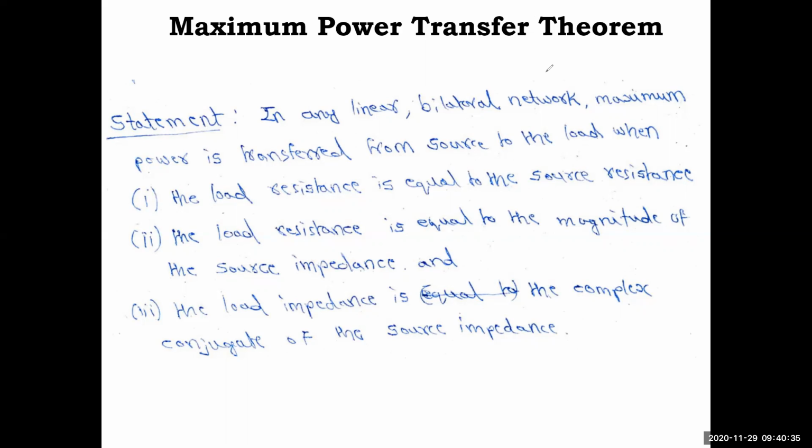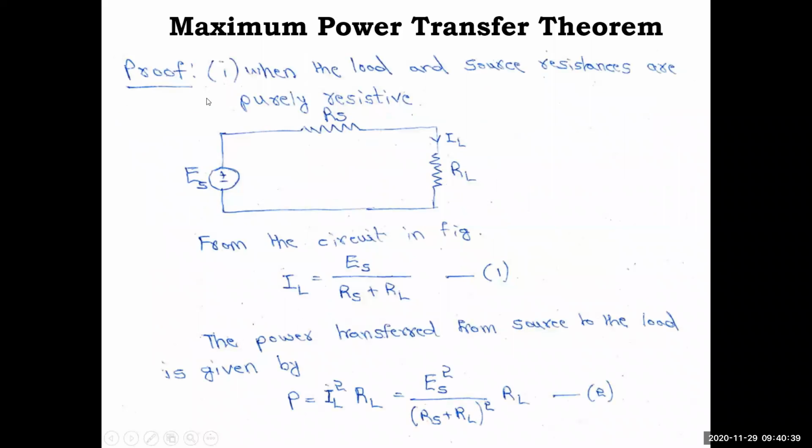So we'll go through the first proof now. The first instance we will consider is where the load and source resistances are purely resistive. Both the source and load are resistive. This is the equivalent circuit here. Any circuit A that is given should be converted into a Thevenin's equivalent circuit. For the sake of the proof, I have taken it as a source voltage and source resistance.